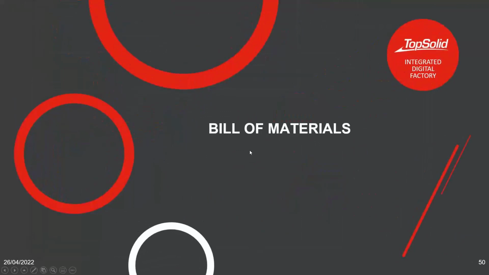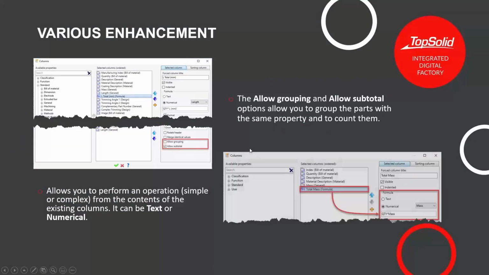If we go to our bill of materials, there's only one little point or two here. Just a couple little enhancements. It now allows grouping and subtotals of the grouped objects, okay? And then it allows you to perform an operation, simple or complex, from the contents of the existing columns. It can be text or numerical. So, for example, the total mass is quantity times mass. Would be an example. So you can start using equations in here as well.